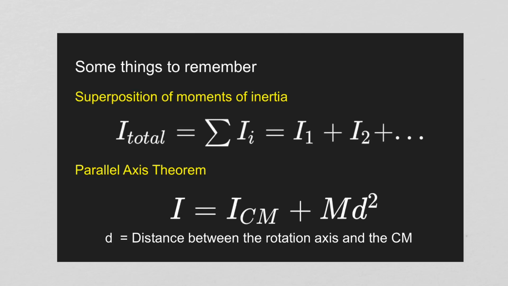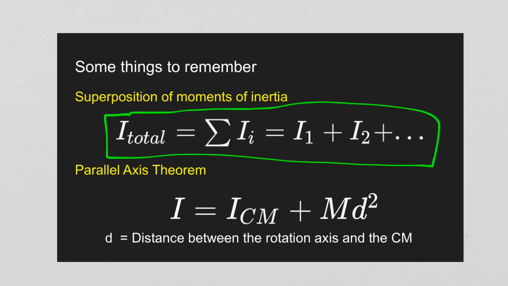But first, a couple things we need to remember. First off, if you have a moment of inertia, to find the total moment of inertia of your system, just add up all the components around whatever axis you're looking at. The second piece is the parallel axis theorem, which says that your center of mass moment of inertia plus the mass of that object times the distance squared from the center of mass to your new rotation point equals your new moment of inertia.